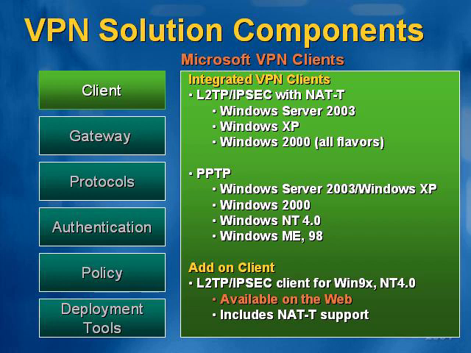So looking first at the client, there are a variety of VPN clients for L2TP over IPsec as well as PPTP. L2TP over IPsec with NAT is provided for Windows Server 2003, Windows XP, and all flavors of Windows 2000. As well, the PPTP client is integrated in Windows Server 2003 and XP, Windows 2000, NT4, and even as far back as ME and Windows 98.